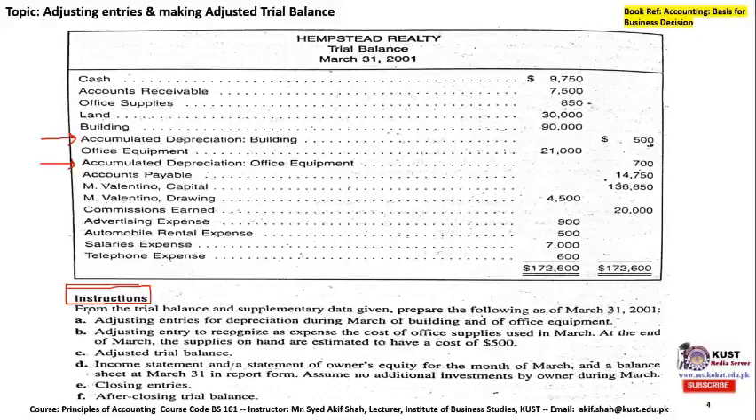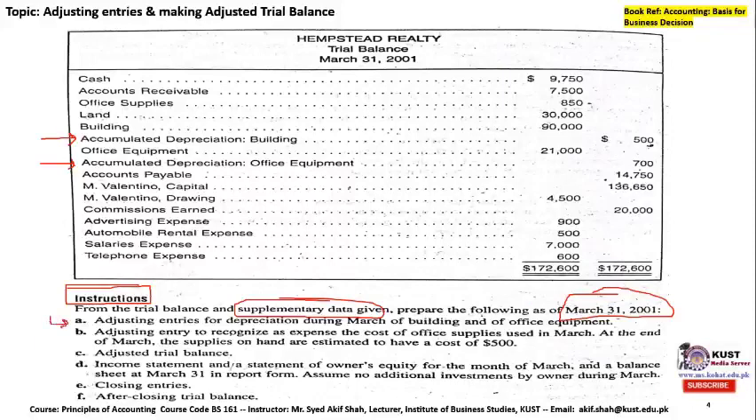As mentioned before you, the question or the instruction asks us that from this trial balance and supplementary data, what is given in the initial discussion, you have to prepare the following as of March 31st, 2001. And as we know that the company's accounts normally close down each month, and this is the final day of the month, so we have to make certain closing entries as well.